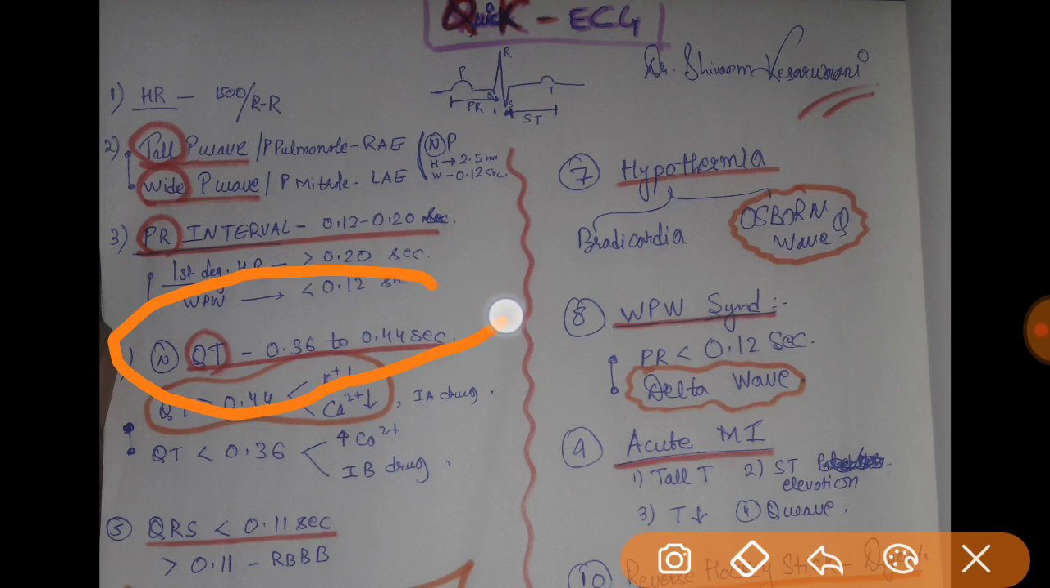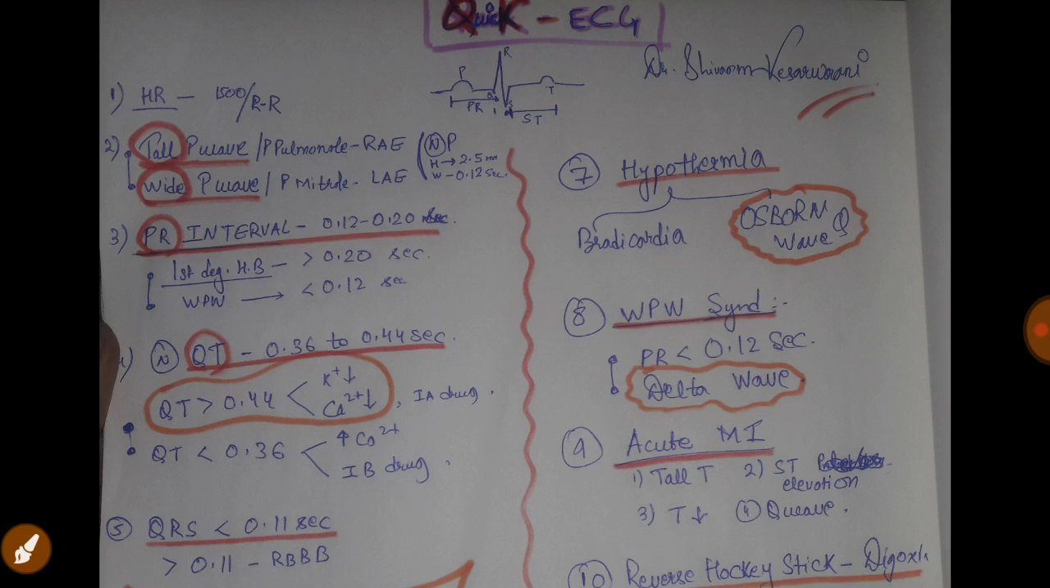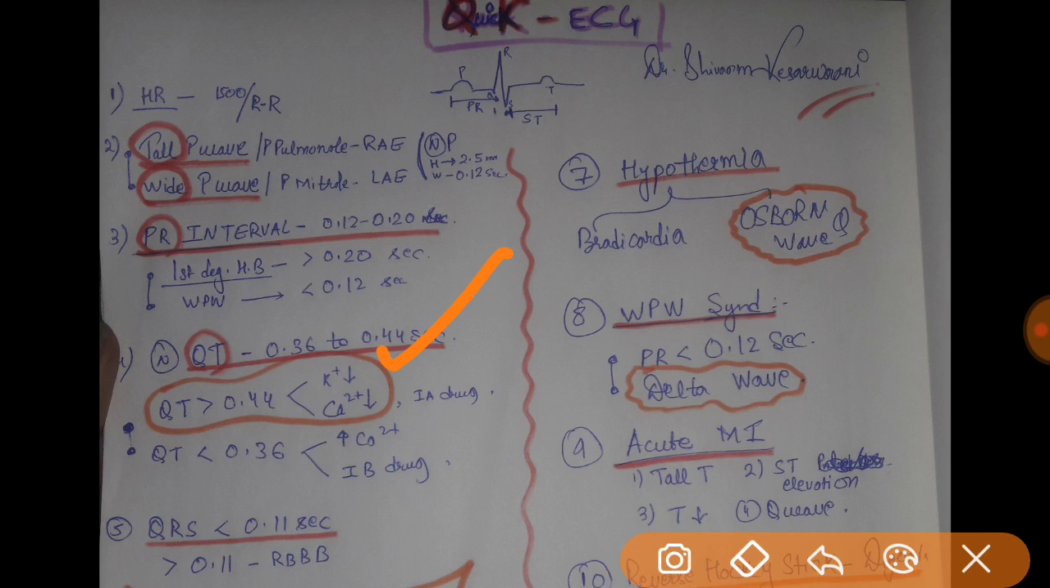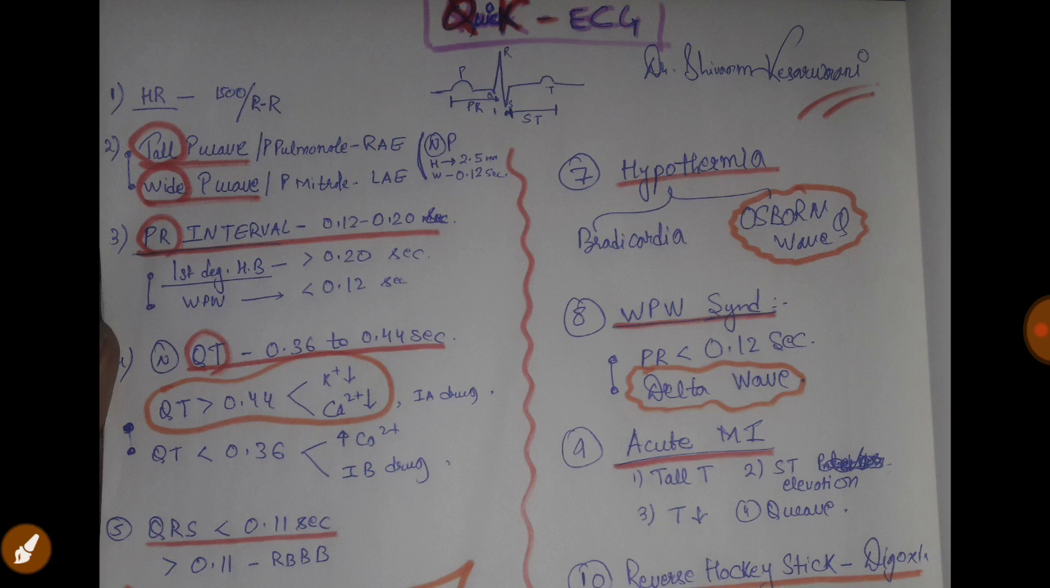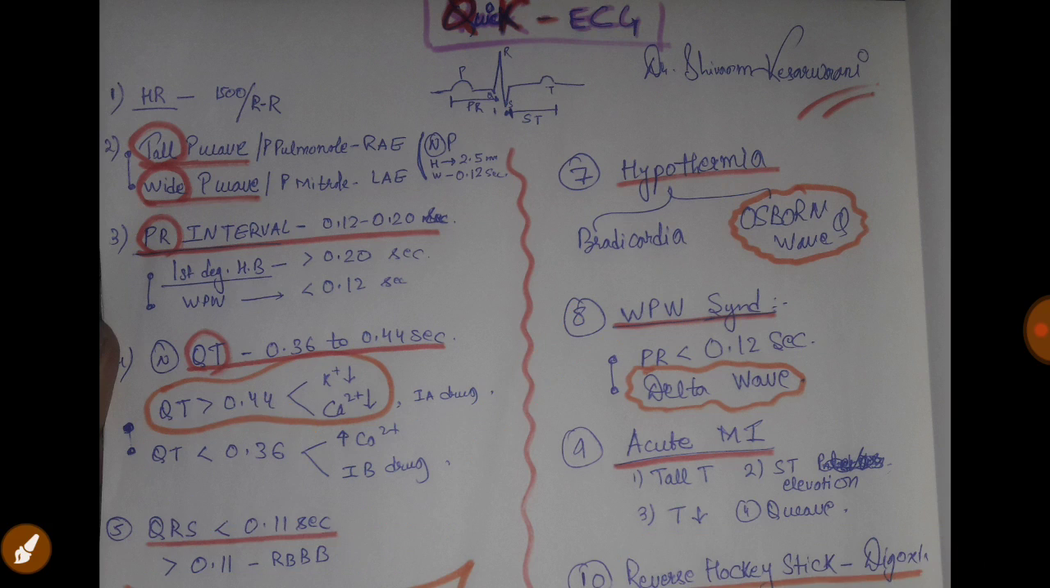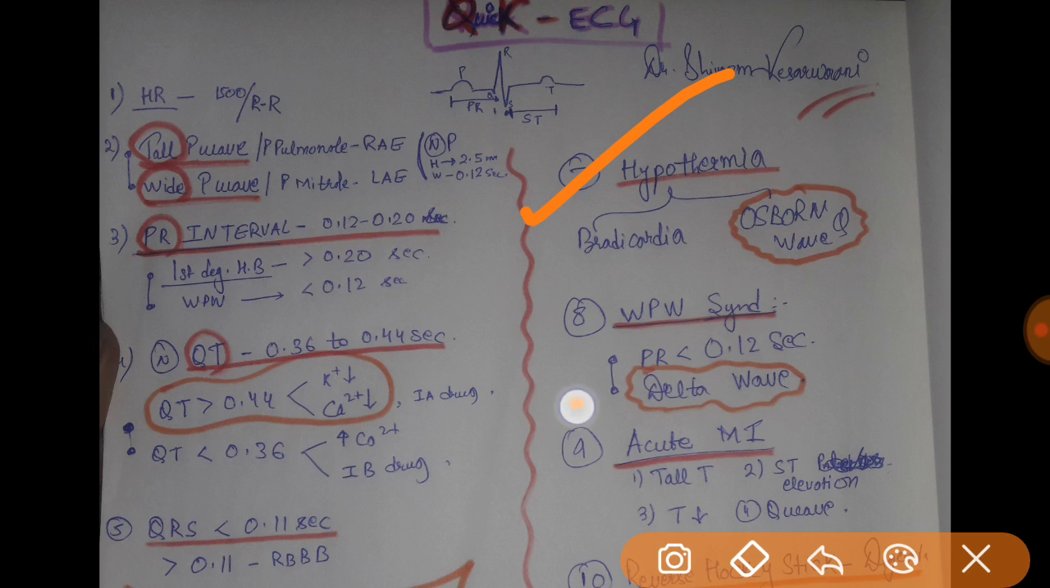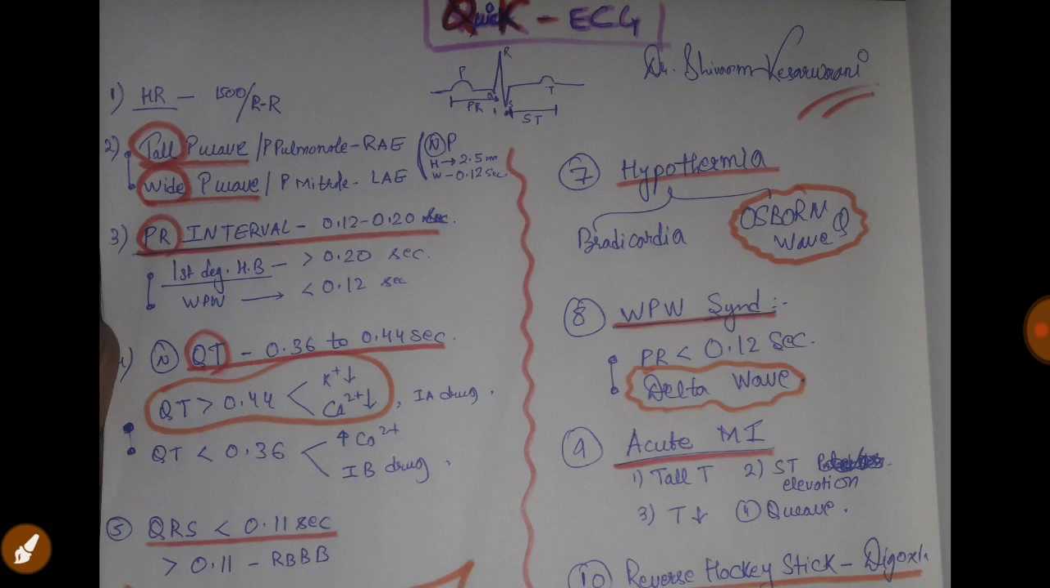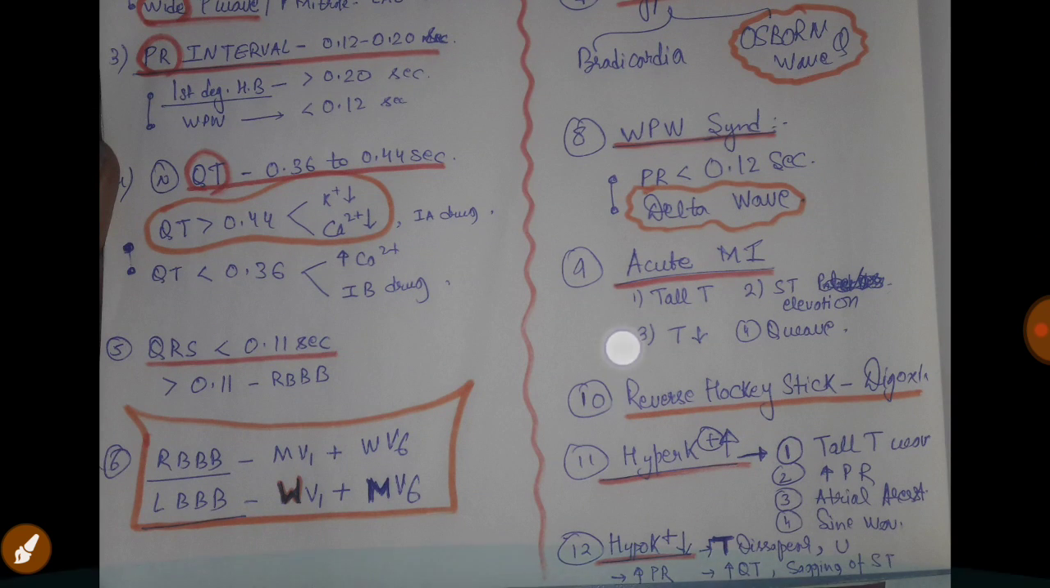QT interval normal is 0.36 to 0.44 second. These values are important, guys. You see QT prolongation in hypokalemia, hypocalcemia and class 1A antiarrhythmic drugs. You see QT shortening, that is less than 0.36, when there is hypercalcemia and in case of 1B drugs. QRS is normally less than 0.11 second, but in RBBB it is greater than 0.11 second. Osborne wave is seen in hypothermia, delta wave in WPW, and these are some of the characteristics of MI. And reverse hockey stick sign is seen in case of digoxin.